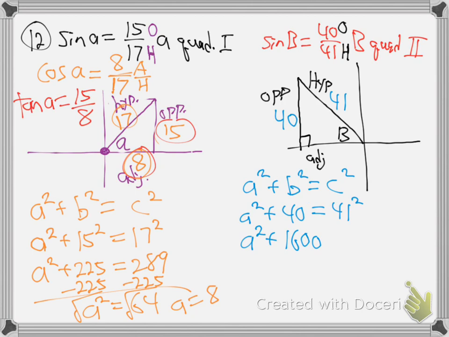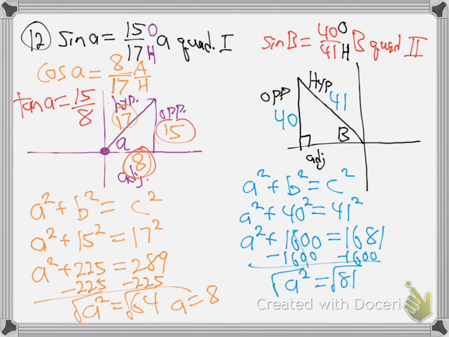Whoops. Supposed to be a 2 there. 1600, what is 41 squared? 1681. Oh, thank you. All right, that's nice. And then subtract the 1600. 81, root it. So A is 9, very convenient.